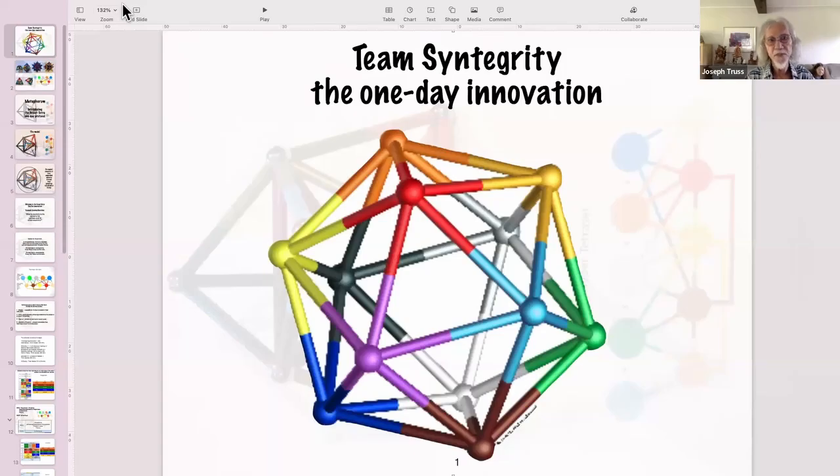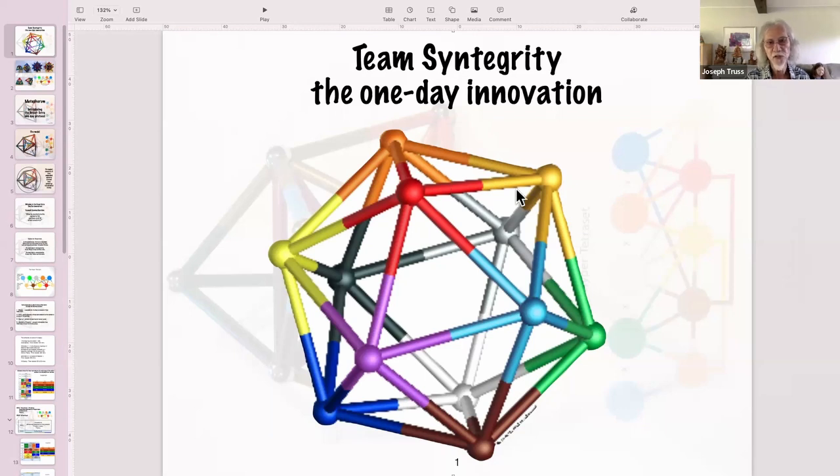This is the Team Syntegrity one-day innovation. For many of you, if not all of you, you have an understanding of syntegration. If you haven't done it already, you know what it is about. And so this figure, the icosahedron, colored in the Team Syntegrity colors, this is the Staffordian graph. This is the largest integrity form based on the icosahedron.